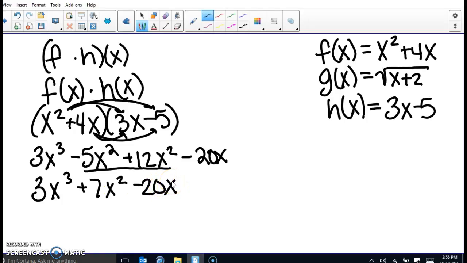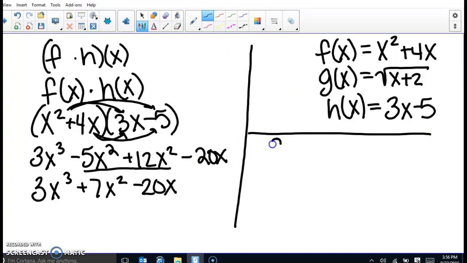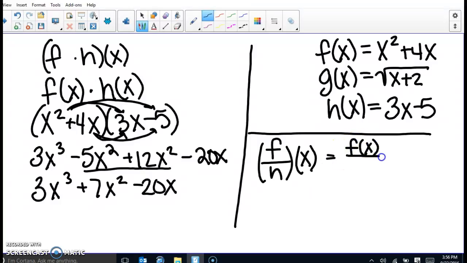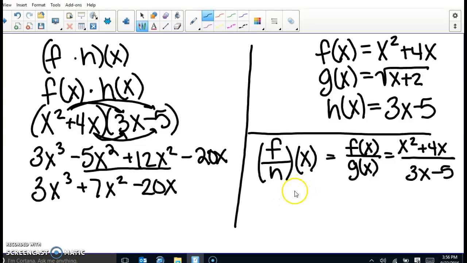And then the last one we have is division. So we have f divided by h of x. So substituting in, we can rewrite it as the function of f over the function of h. So x squared plus 4x over 3x minus 5. And that is as simplified as it goes.